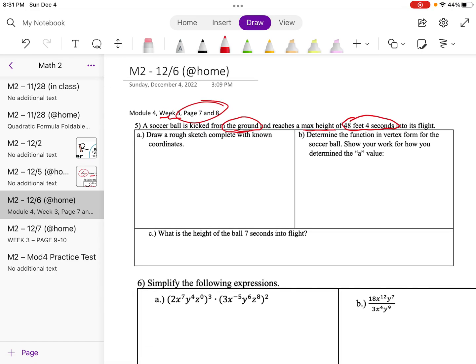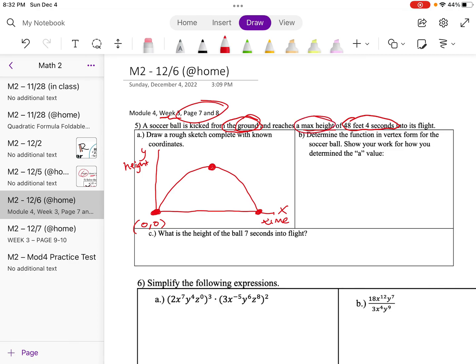a maximum height of 48 feet after 4 seconds into its flight. Draw a rough sketch. Okay, so we got a picture. We have y-axis and x-axis. This time it was shot from the ground, so we're going to start here, goes up, and then back down. So this coordinate, we know that it's going to be 0, 0, and it's 0 height, 0 seconds, so our x value is going to be seconds or time. And this is going to be our height.